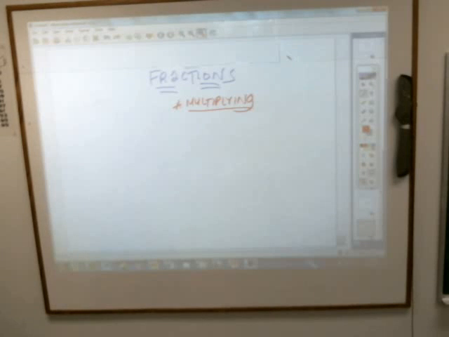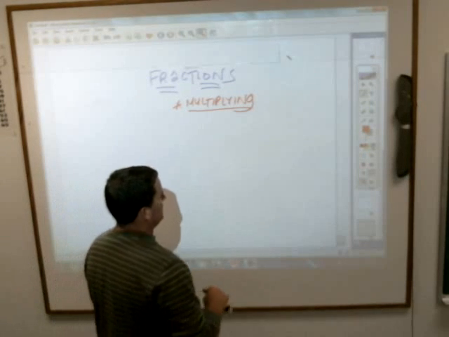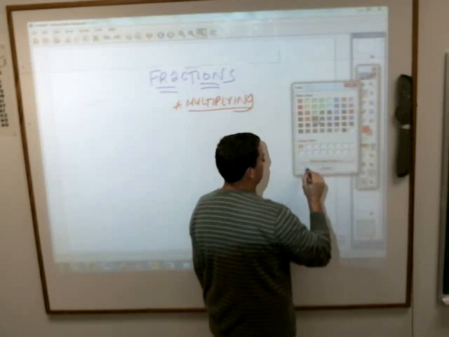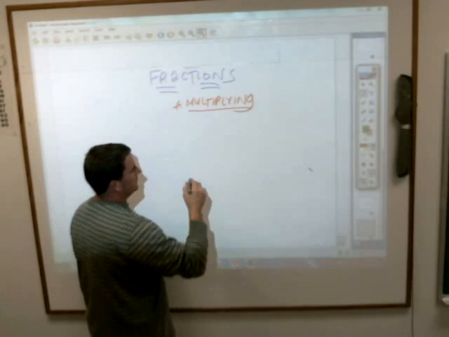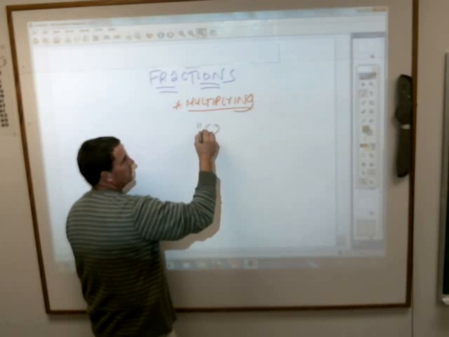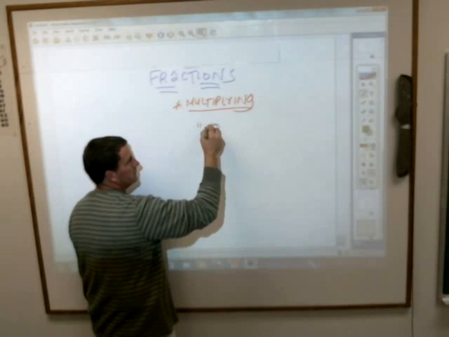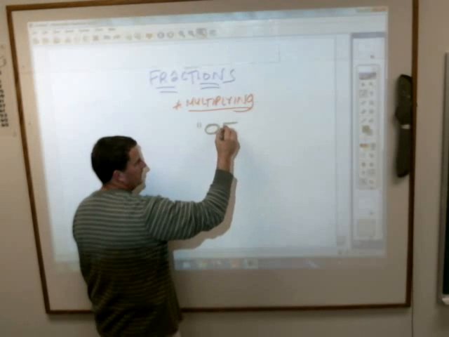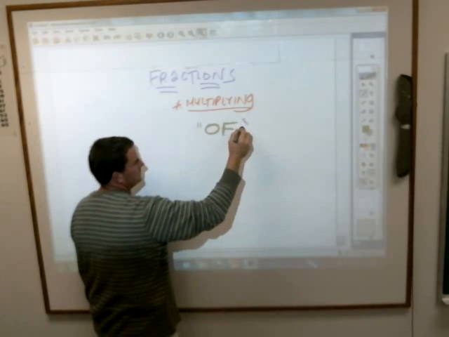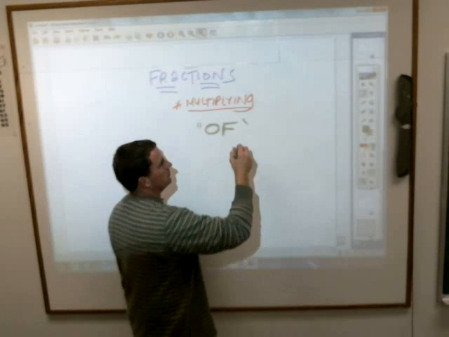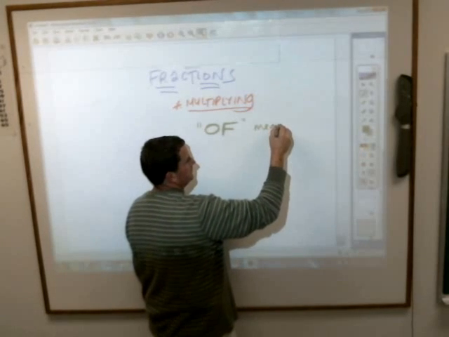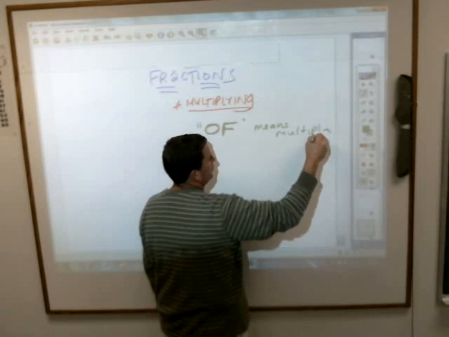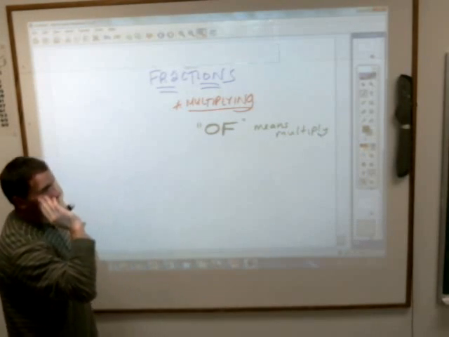Write this down first of all, because a lot of people ask me this, even 7th graders, sometimes 8th graders. I don't know why they don't pick up on this little key phrase here. If you see the word of in math, almost always it means to multiply. Okay, the word of, when you see it in math, means to multiply.